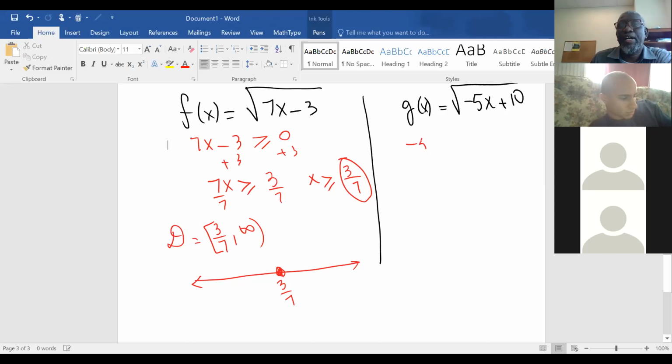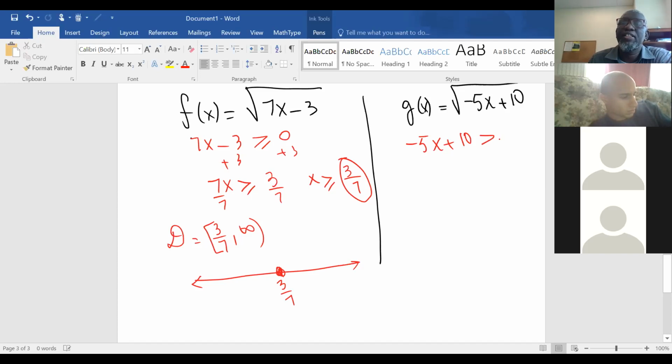We said negative 5x plus 10. Yeah, go ahead. I got x is equal to or less than 2. x is less than or equal to 2, right?